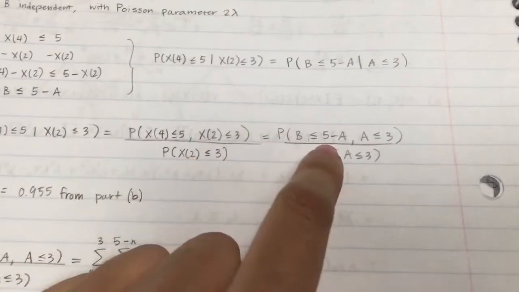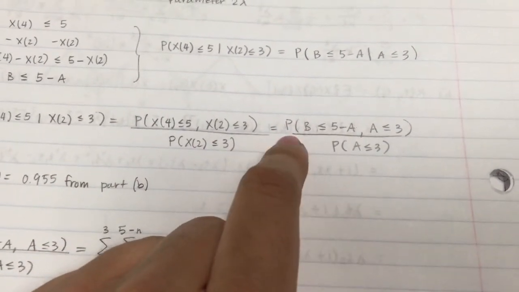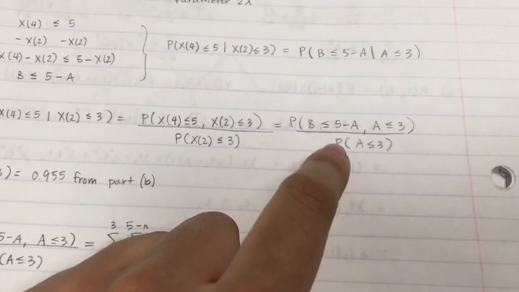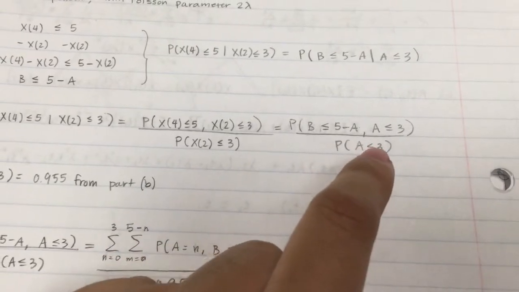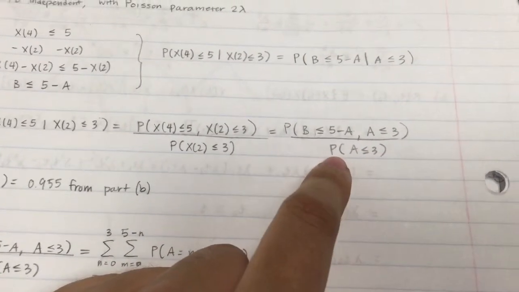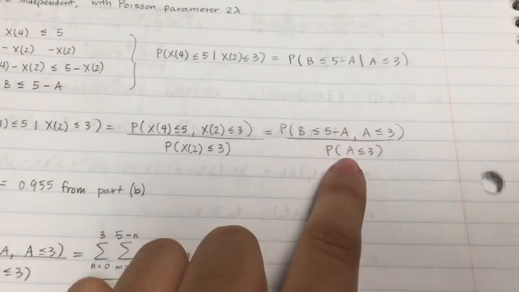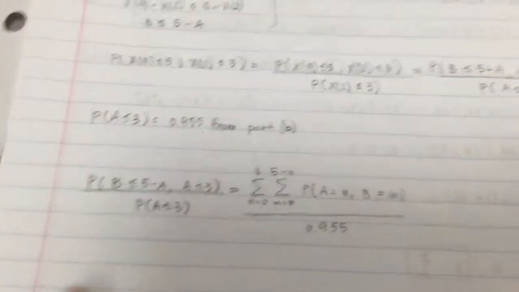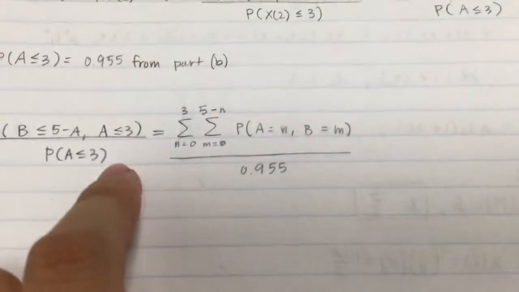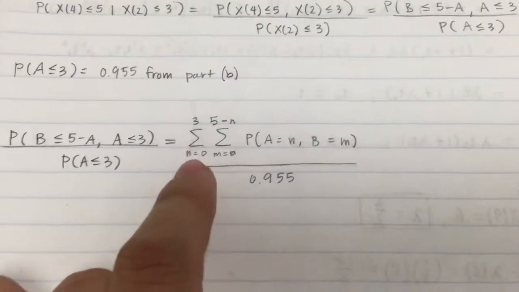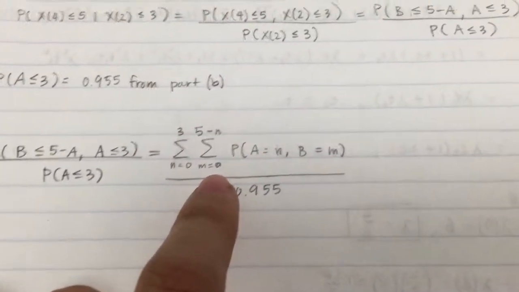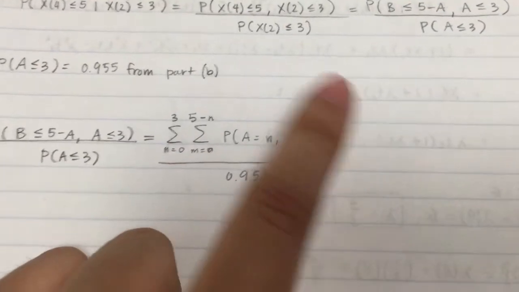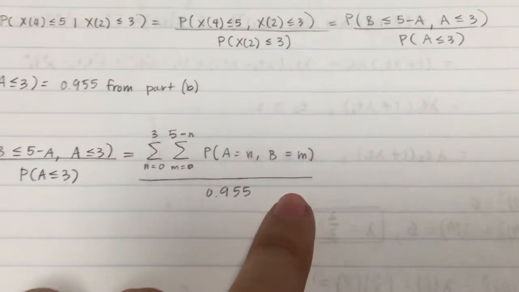And then we substitute in the dummy variable, so you can rewrite it like this. So then the expression is just the probability of B less than or equal to 5 minus A intersected with A less than or equal to 3, all over the probability of A less than or equal to 3. And we already found this in part B, and that's 0.955. So for the numerator, we can just write a double summation expression here. Since we can't really evaluate this, we just put this whole expression over 0.955, and that's it.